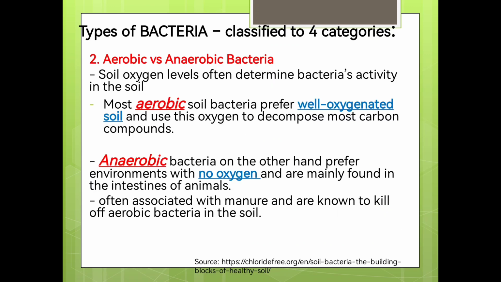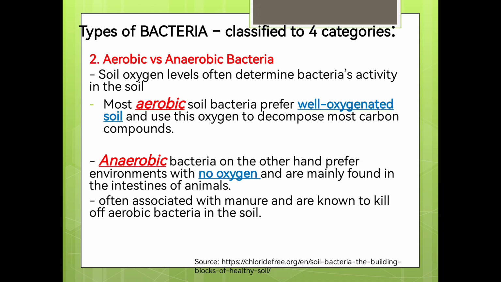Pero namang category is about the aerobic versus the anaerobic bacteria. Ano nga ba yung aerobic at saka anaerobic? Katulad sa atin, the bacteria also need oxygen. Others don't need oxygen. So, the oxygen level often determines bacteria's activity in the soil. Most aerobic soil bacteria, pag ibig sabihin ng aerobic, they prefer well-oxygenated soil, mayroong oxygen, and use this oxygen to decompose most carbon compounds.